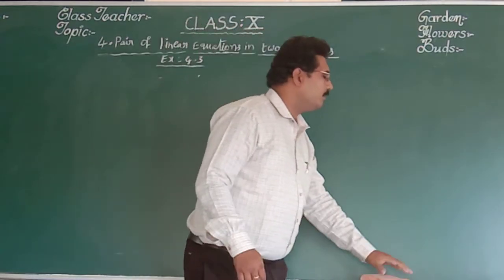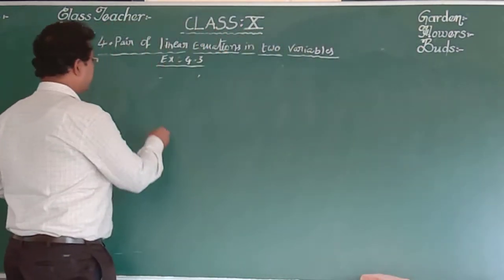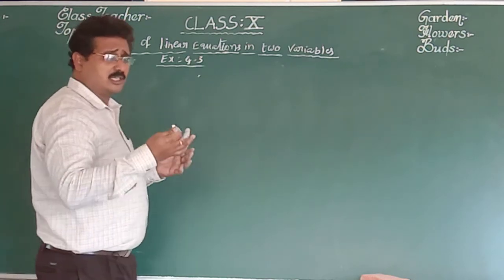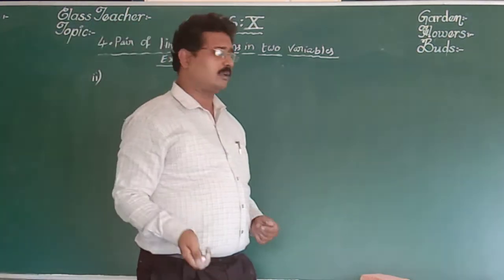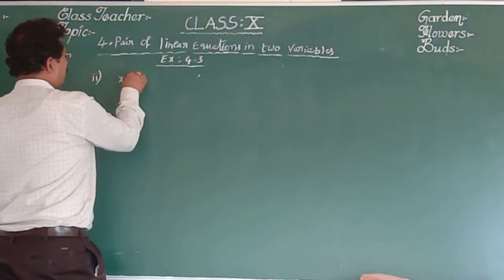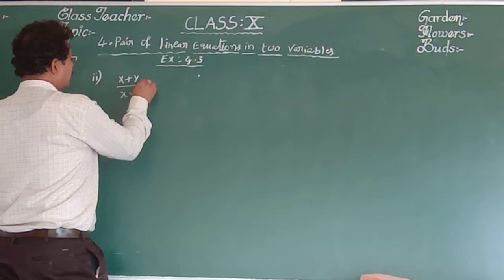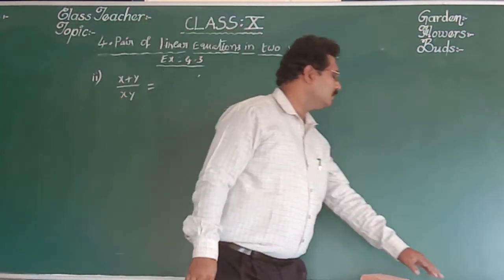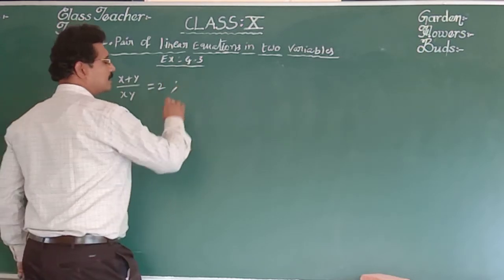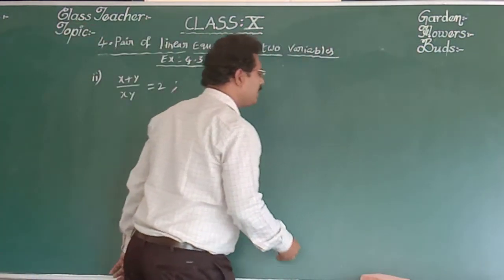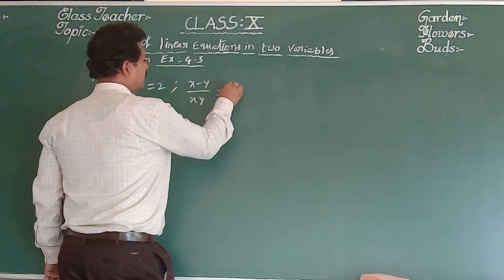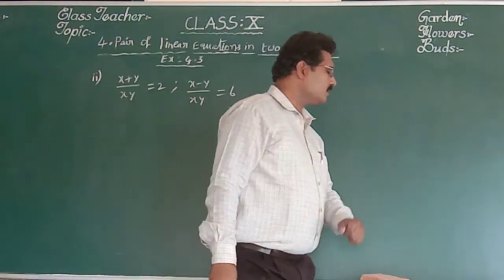Okay, problem number 2. x plus y by xy. Different models are there. Try to understand the problem. According to the problem, you can convert. x plus y by xy is equal to 2. Next, x minus y by xy. x minus y by xy is equal to 6.